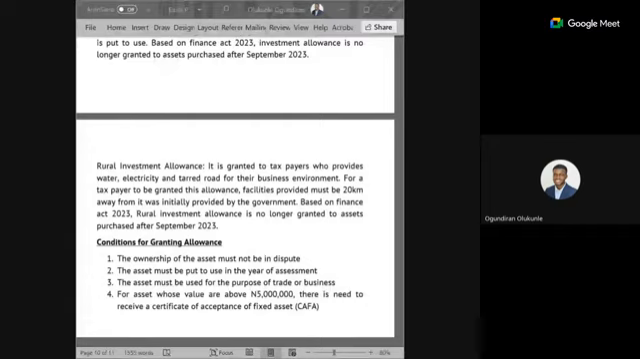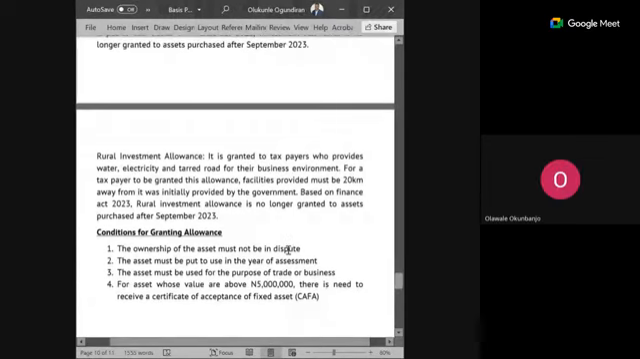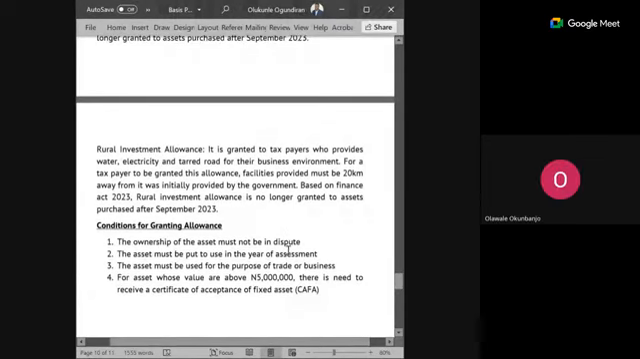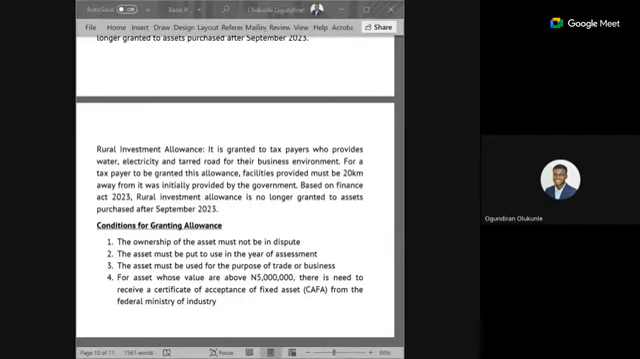Any question? Sir, where would the CAFA be collected or received? It's from the Federal Ministry of Industry. Can you please help us put it? Thank you. From the Federal Ministry of Industry. That's it. There's one I think I'm missing.